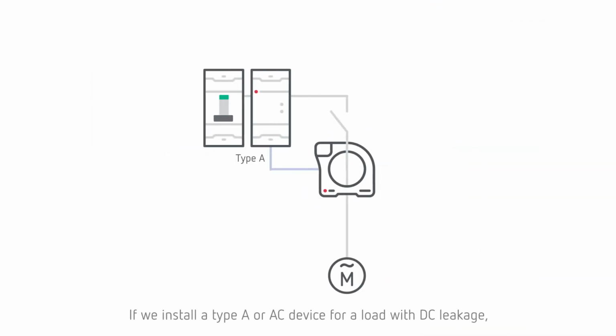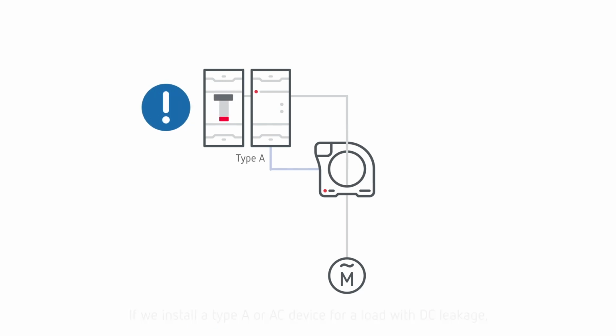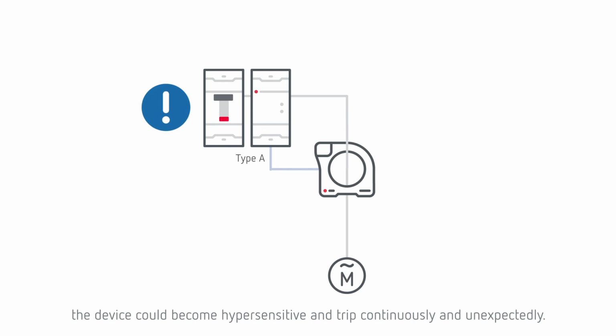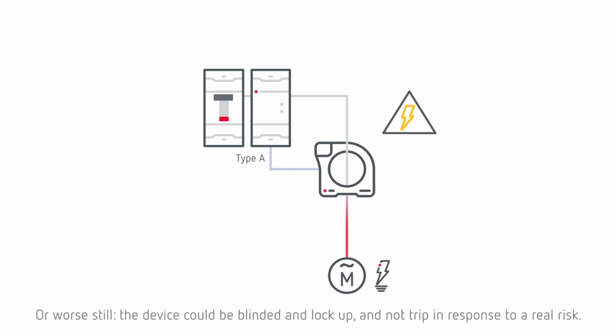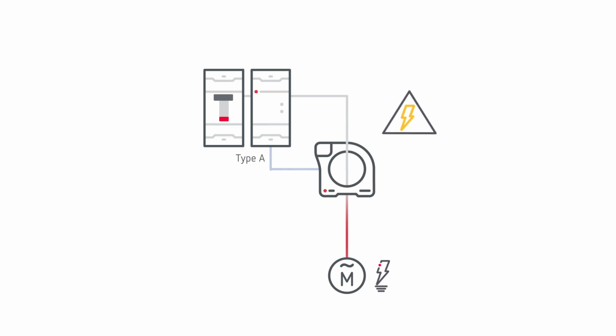What happens if the residual current protection fails? If we install a type AC or A device for a load with DC leakage, the device could become hypersensitive and trip continuously and unexpectedly. Or worse still, the device could be blinded and lock up and not trip in response to a real risk.